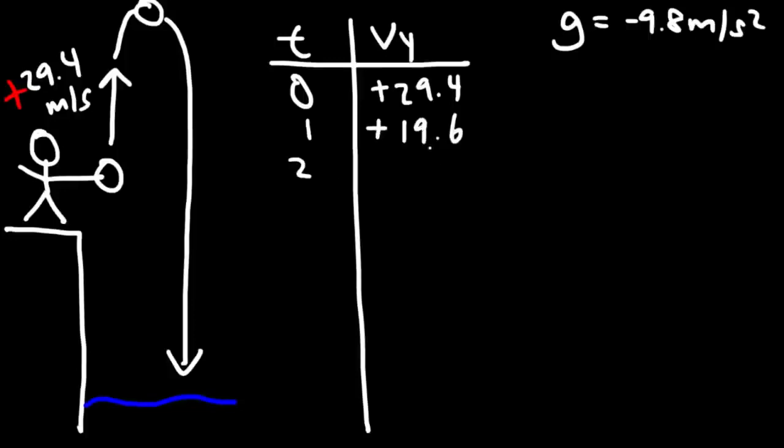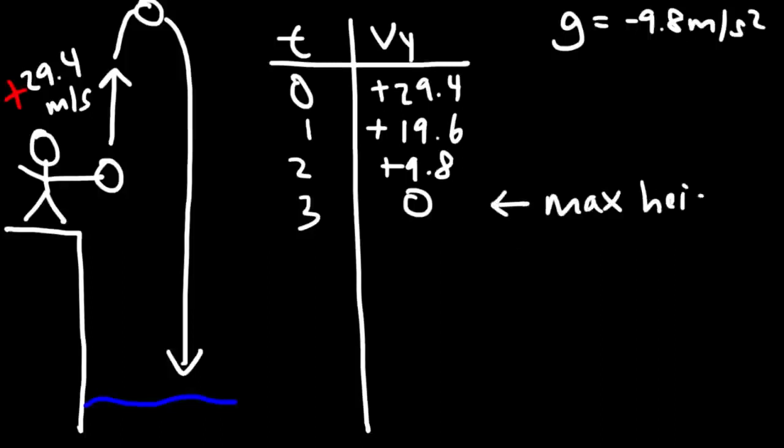2 seconds later, we'll need to decrease this again by 9.8. So it's going to be positive 9.8. 3 seconds later, it's going to be at 0. So when the vertical velocity is at 0, that means that it's no longer going up anymore. And it's not going down yet. It has reached its maximum height. So it took 3 seconds to get to its maximum height.